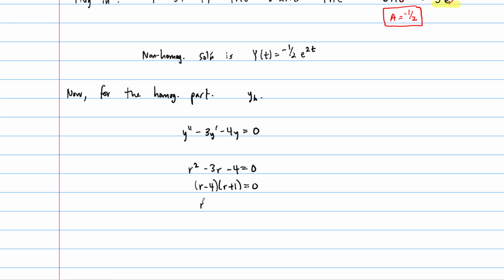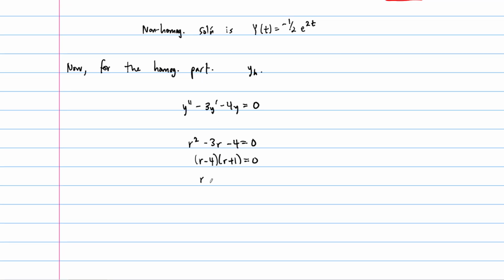And so the two linearly independent solutions of the homogeneous equation are going to come from these values of r, right? So r is equal to 4 and r is equal to minus 1. So this tells us that our homogeneous solution is c1 e to the 4t plus c2 e to the minus t. And of course those can be switched. The c1 and c2 are unknown constants, as opposed to undetermined. They're free variables.